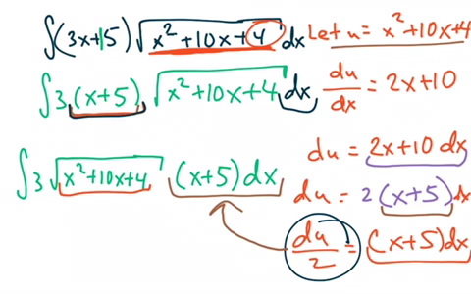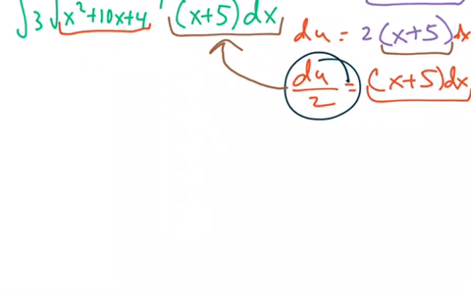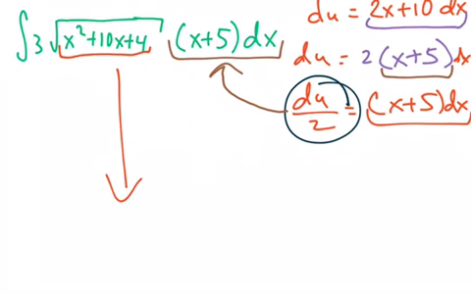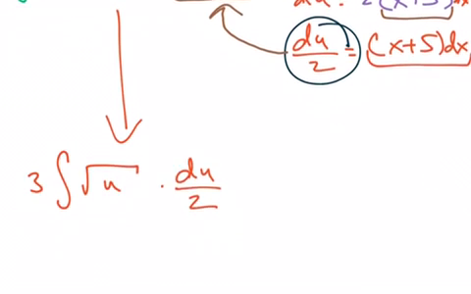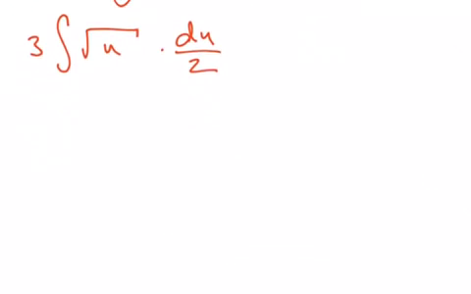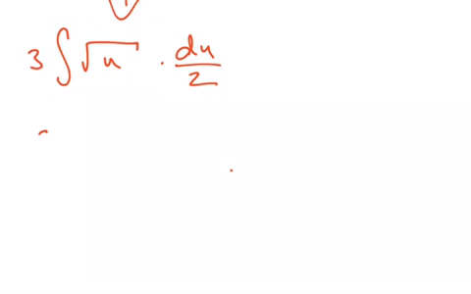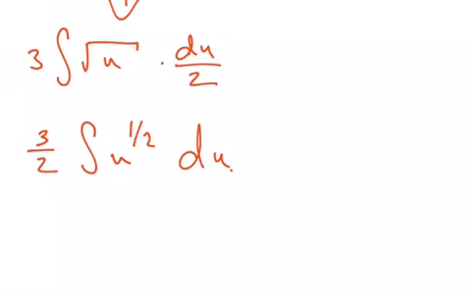What am I going to get? So I'm going to end up getting the integration of, I'm going to put this a little lower here. I'm going to put the 3 on the outside. We're going to have square root of u times du over 2, right? And I'll just put the 2 on the outside as well, so I have 3 halves u to the 1 half times du.